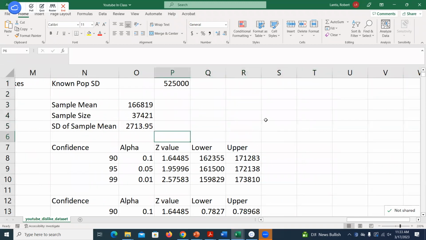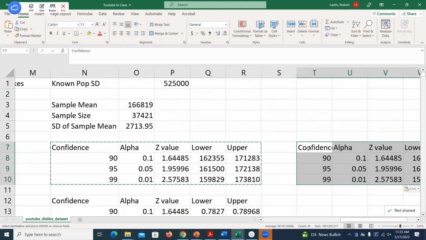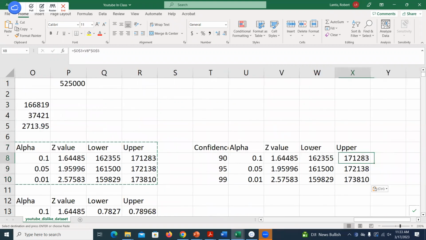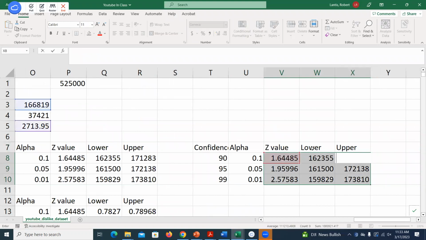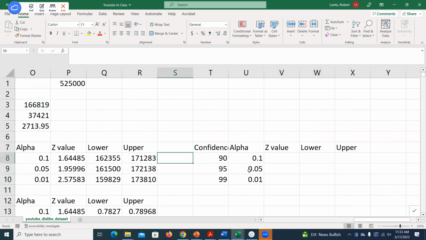What we're going to do is first copy this table and paste it over here. I'm then going to go over and delete this. Oops, I hit backspace, not delete. But that's just so I don't have to type this all out again. If you really wanted to, you could type it all out.